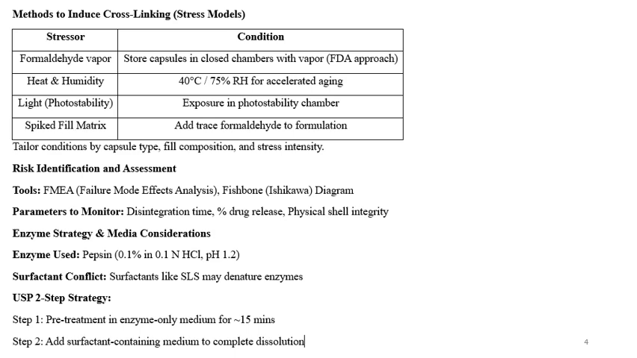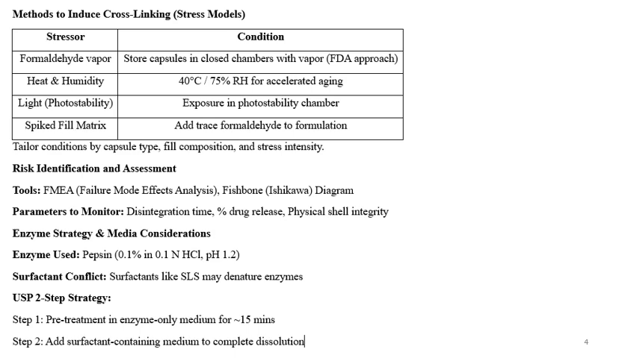There may be cross-linking because of heat and humidity, sometimes light. So we need to deliberately prepare the batches so that cross-linking can happen. Now, first is formaldehyde vapor. Store the capsules in closed chambers with the formaldehyde vapors.